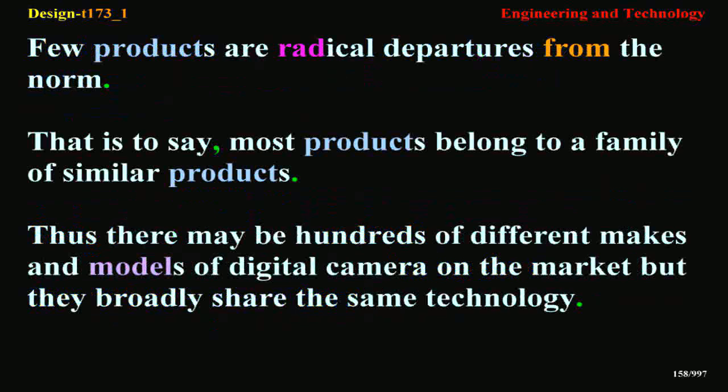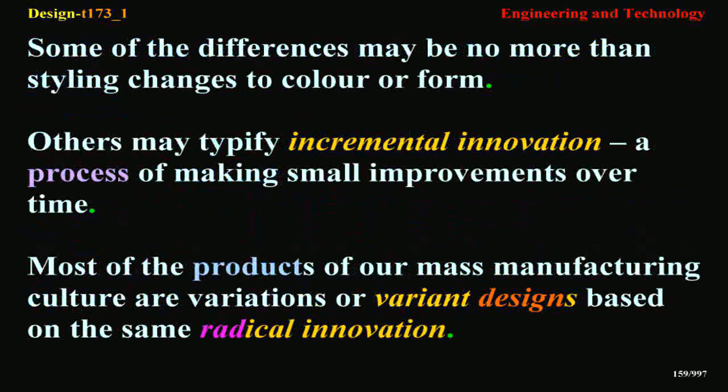Few products are radical departures from the norm. That is to say, most products belong to a family of similar products. Thus there may be hundreds of different makes and models of digital camera on the market, but they broadly share the same technology. Some of the differences may be no more than styling changes to color or form. Others may typify incremental innovation, a process of making small improvements over time. Most of the products of our mass manufacturing culture are variations or variant designs based on the same radical innovation.